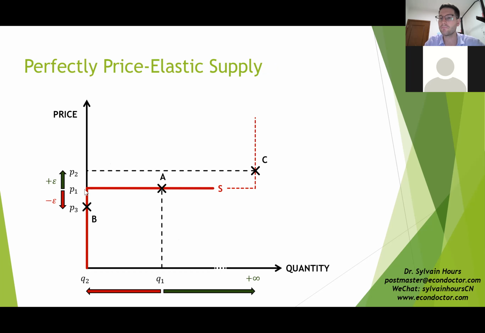Below P1, quantity supplied is 0. Nobody wants to sell below P1. And above P1, everybody wants to sell. Okay, infinite supply above P1. So if we start from P1, quantity supplied is Q1. I reduce the price a little bit by epsilon. Quantity supplied falls to 0. And if I increase the price a little bit, quantity supplied increases to infinity. That's the idea. Don't you think it makes more sense to have this type of representation?